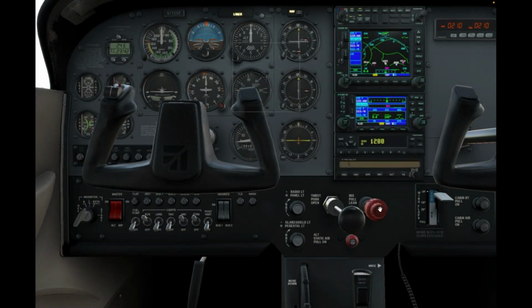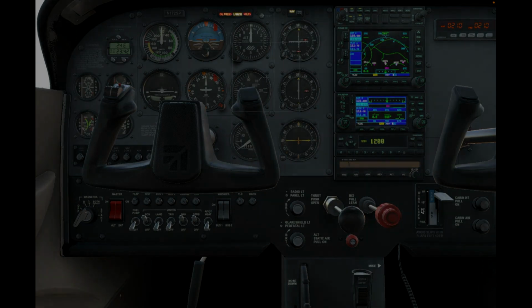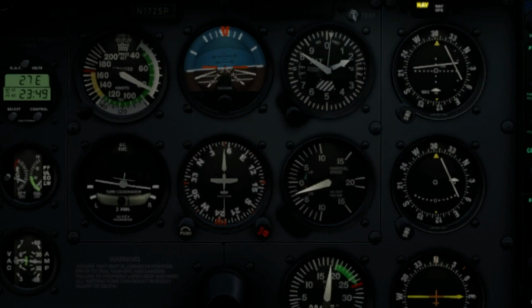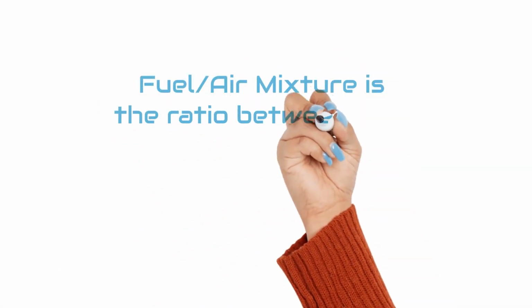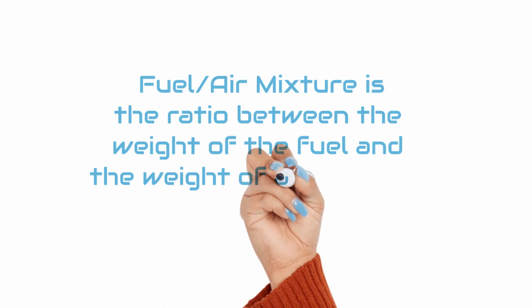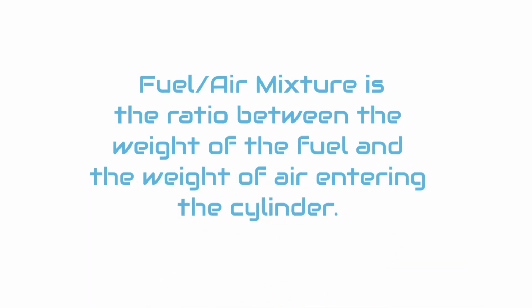At higher altitudes, the fuel-air mixture must be leaned to decrease the fuel flow in order to compensate for the decreased air density and keep the fuel-air mixture constant. If you descend from higher altitudes to lower altitudes without enriching the mixture, it will become leaner because the air is denser at lower altitudes. If you are running up your engine at a high-altitude airport, you may eliminate engine roughness by leaning the mixture. The definition of fuel-air mixture is the ratio between the weight of the fuel and the weight of air entering the cylinder.